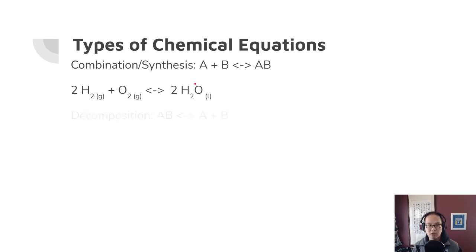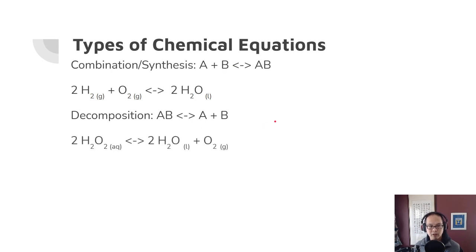The opposite of that is called decomposition. That's when you start with AB and it yields A plus B. Notice these are just two sides of the same coin. Our hydrogen peroxide example was an example of decomposition because you have hydrogen peroxide and it breaks down into water and oxygen. These A's and B's don't have to be elements. They can be chemicals as well. In words, hydrogen peroxide yields water and oxygen. It's breaking down into two different parts. So that's called decomposition.